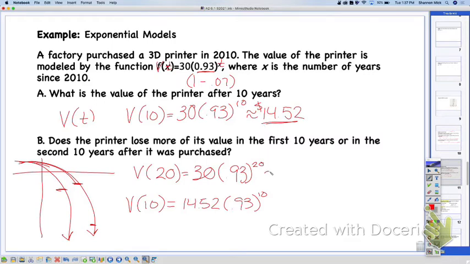$7.03. So this is $7.03? Yeah. What about the second one? Oh, $7. So we have lost more in the first 10 years. Somebody do the second one. Oh, by the way, in the 20% depreciation year, I dropped it down to $6.